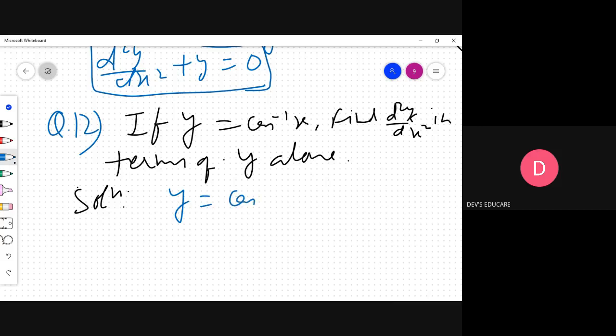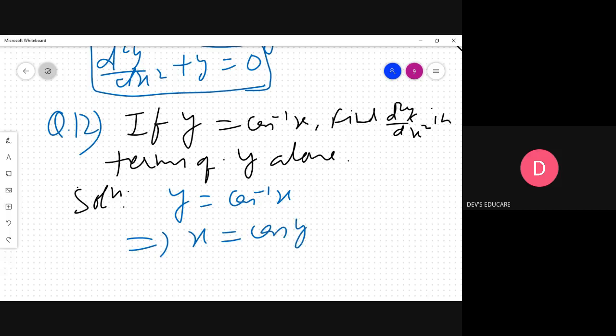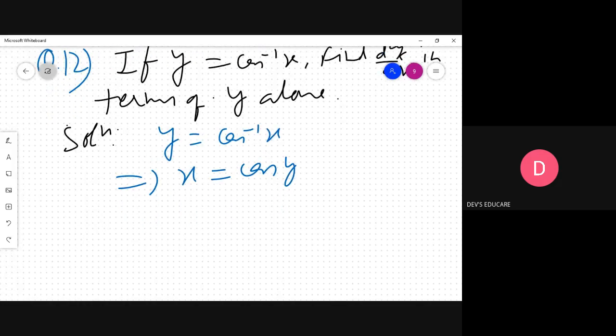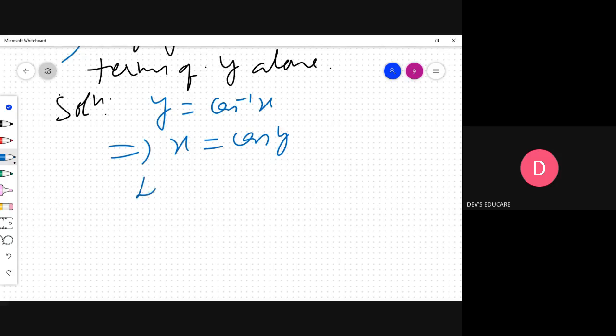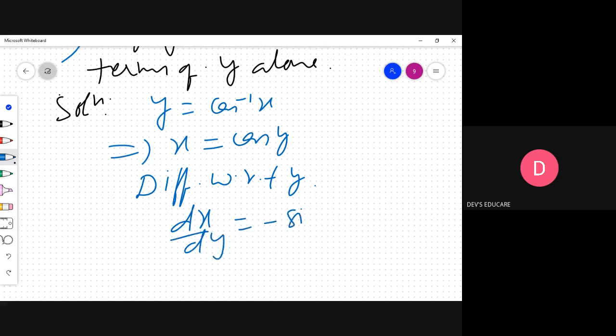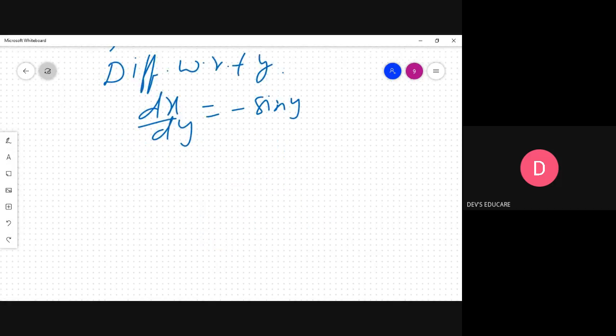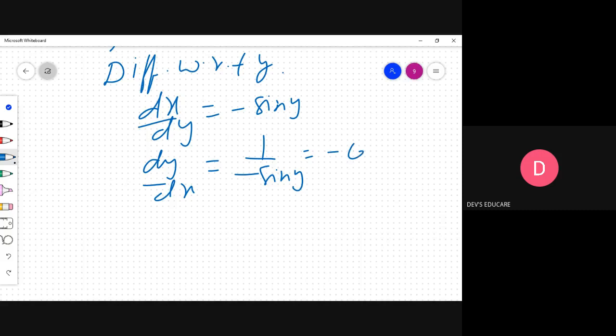y equals cos inverse x, which means x equals cos y. Differentiating with respect to y, dx by dy equals minus sin y. So dy by dx is the reciprocal of it, 1 upon minus sin y, which is minus cosec y.